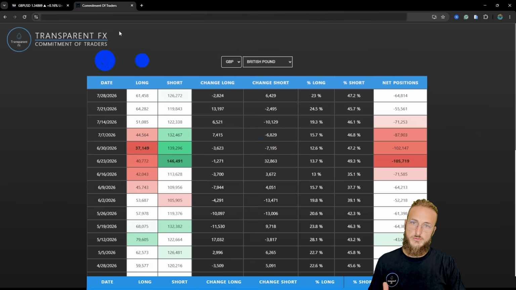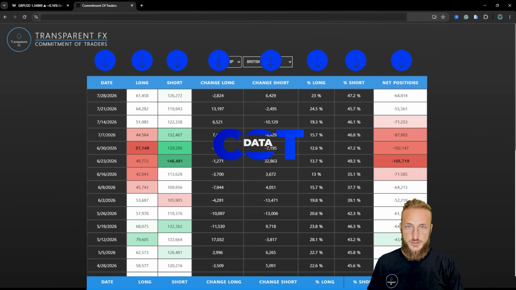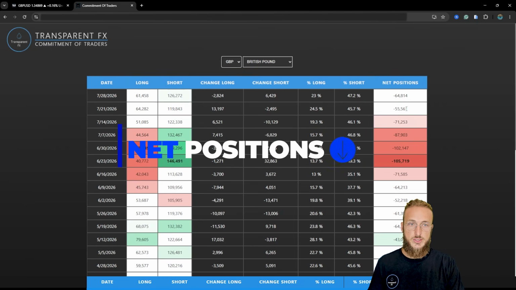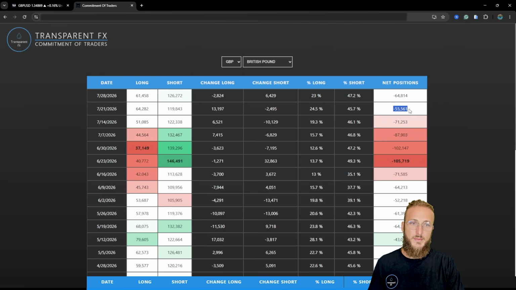To check that, we have to move to the Commitment of Traders data. Now, if we're looking at the data for the GBP, we're actually already looking at GBPUSD because the data is already reported against the USD. And what we can see is that, with the last report, we do see a decrease of the net positions. We went from minus 55K to minus 64K net positions.